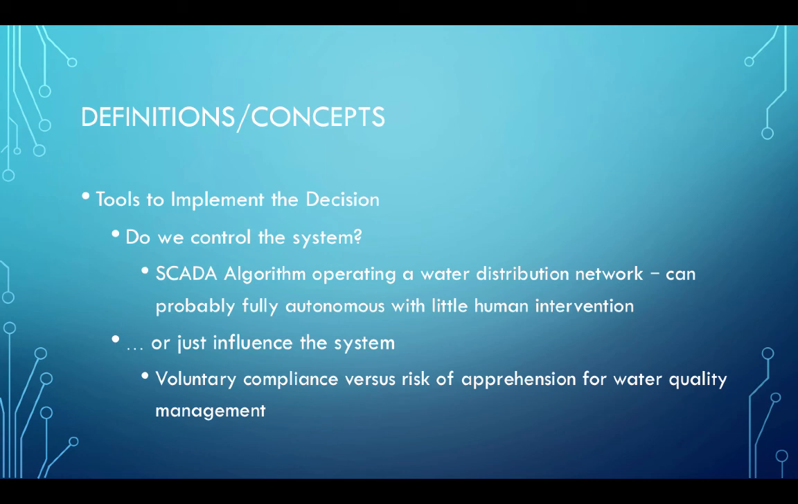An example of that is in water quality management. We have laws, and we can measure things, and we can issue fines, but it's really voluntary compliance. And the source of water quality impairment is balancing the risk of apprehension versus the risk of doing nothing. So laws have influence on that system.